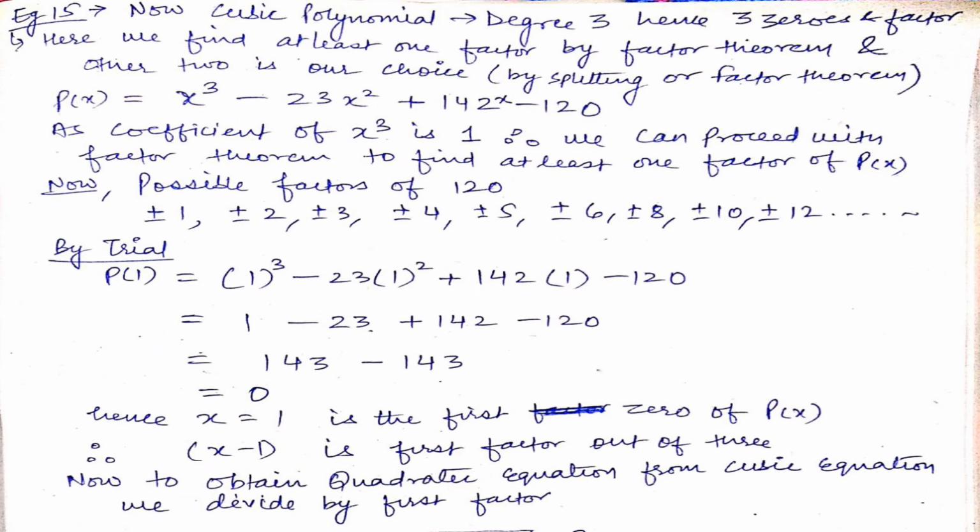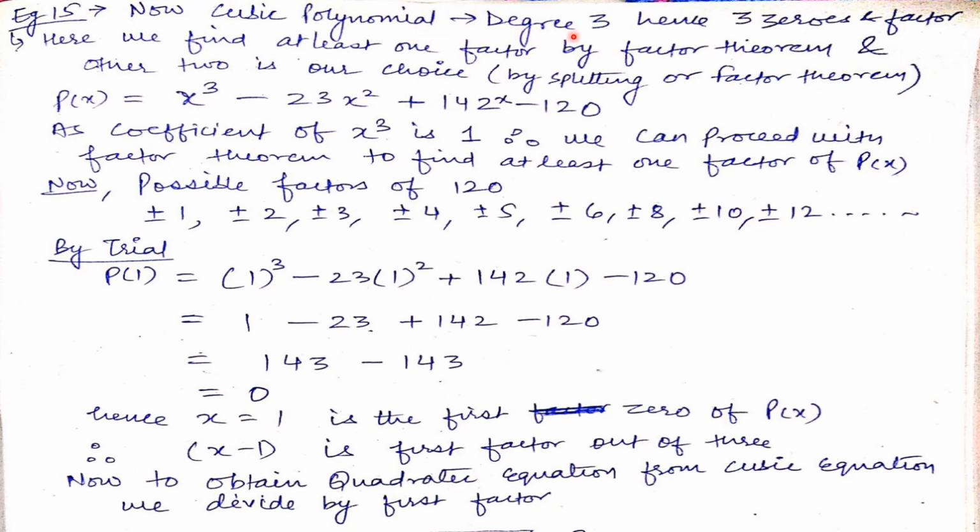comes the main question of today, that is cubic polynomial. I told you in the starting we can't solve this polynomial easily with middle term splitting, or it is not at all advised to solve by that method. You need to find at least one factor or one zero using factor theorem. After that you can use middle term splitting, that is MTS.